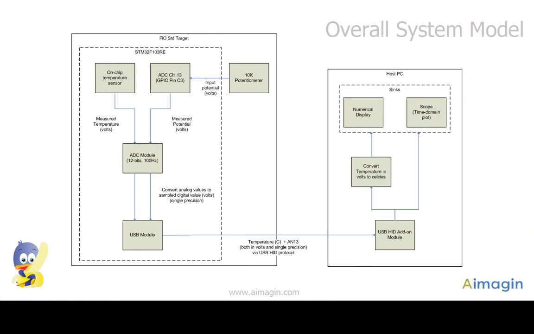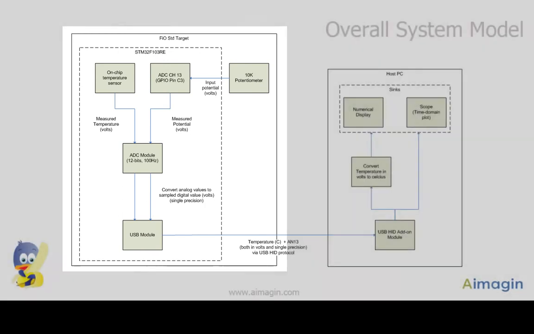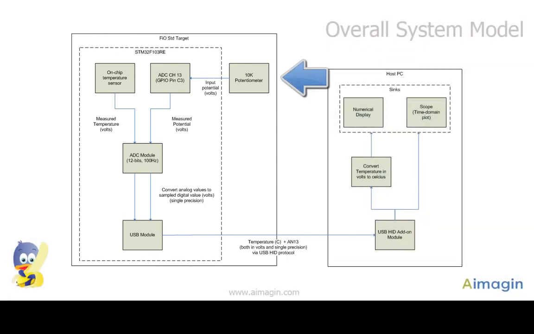This example demonstrates how to create a Simulink model for using the FIO Standard Evaluation Board as a target to acquire real-time data from two sources including 1. A potentiometer and 2. An on-chip temperature sensor.